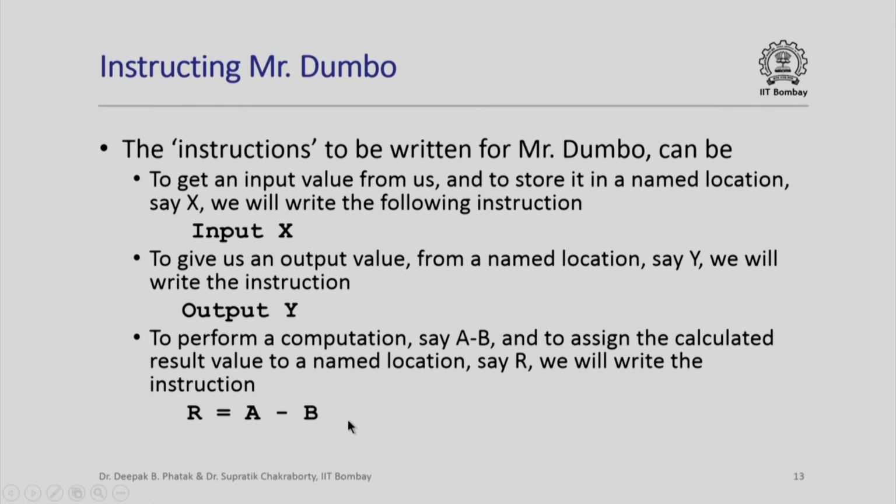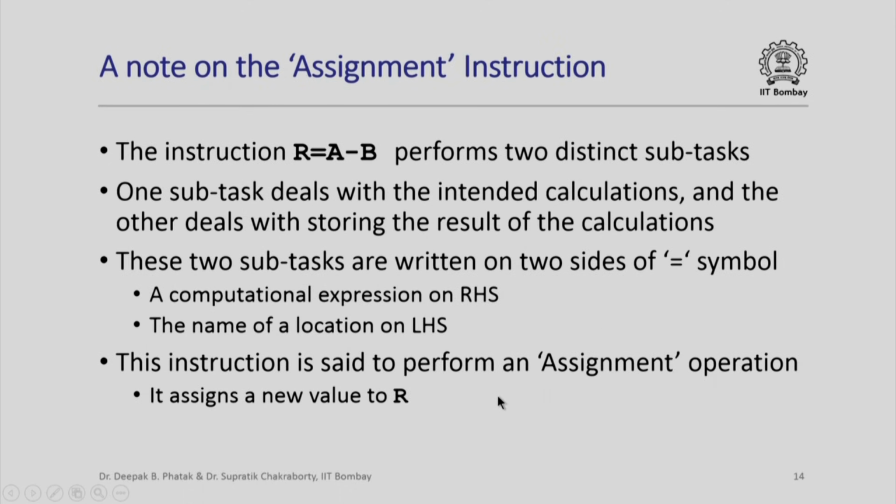It is important to understand at this juncture that this is not a conventional equation, but rather an instruction to do some computations indicated by this A minus B formula, calculate a single result value and put it in the location for R. Let us examine this in some more detail. This instruction actually is called an assignment instruction. R = A - B is an instruction which performs two distinct subtasks.